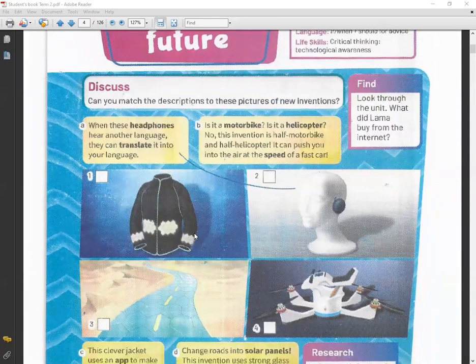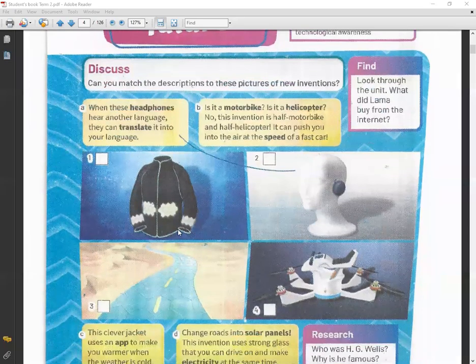Letter B, this is a motorbike. Is it a motorbike? Is it a helicopter? No, this invention is half motorbike and half helicopter. It can push you into the air at the speed of a fast car. It's photo number 4. Excellent.